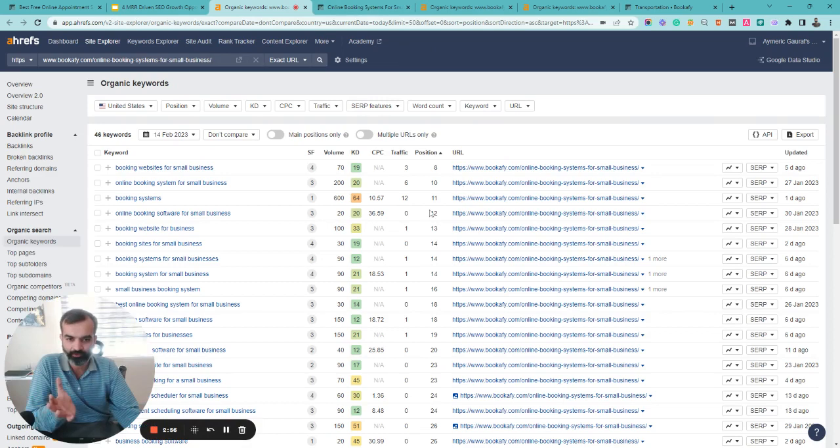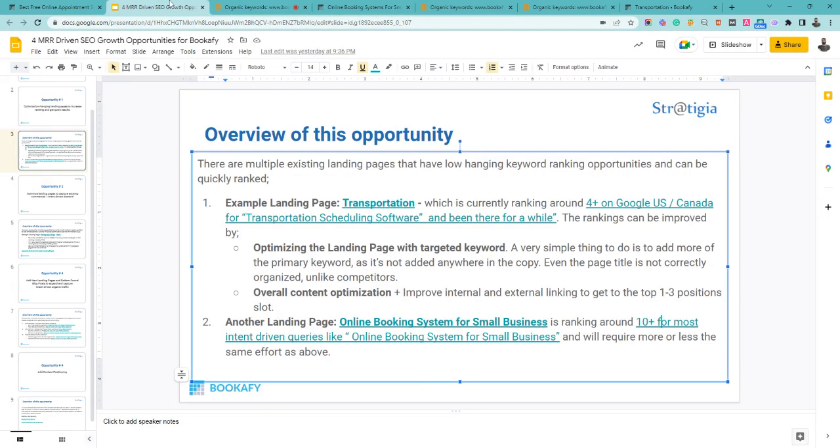So these are a few of the landing pages which, if you look at the ranks over here, are easier to work on. It will require some small effort to immediately push their rank from where they have been stuck to much higher rankings, which ultimately will put the product in front of people who are looking for transportation scheduling software, and small businesses looking for an online booking system, and ultimately mean more signups and progress towards MMR.